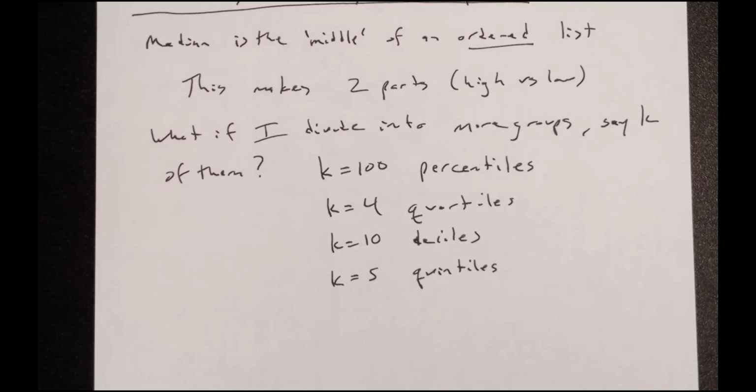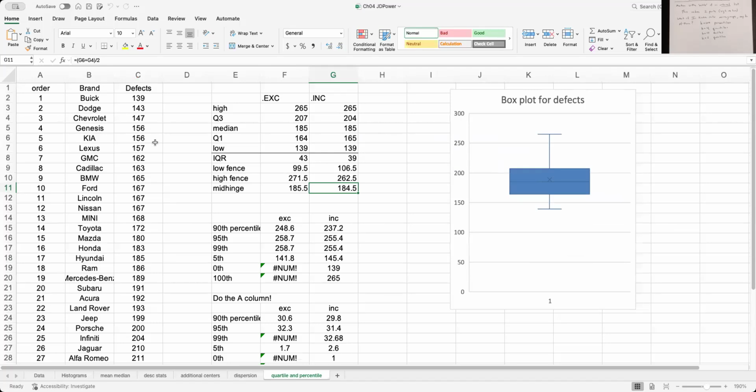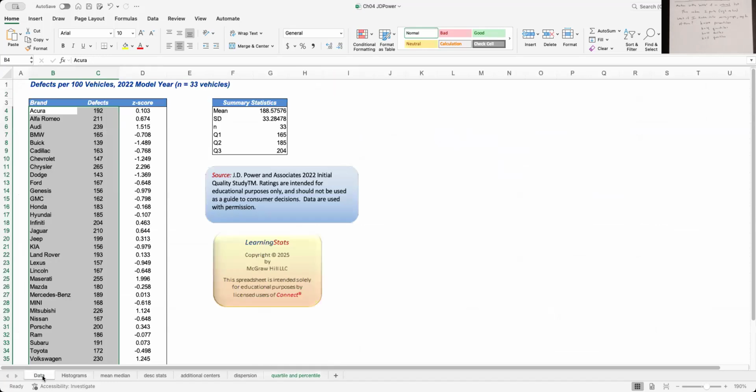Let's share that to the Zoom. There. So this data is once again about defects per 1,000 vehicles. I've listed them from smallest to largest. When we do the median, we find the middle of this list. If I remember correctly, there were 33. So there is an actual middle. What's the middle number in my list?